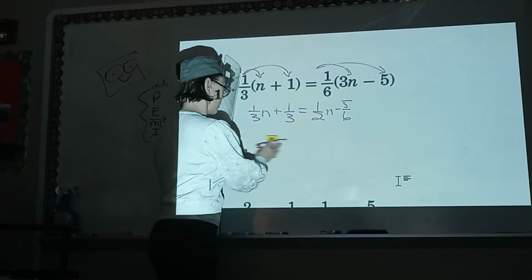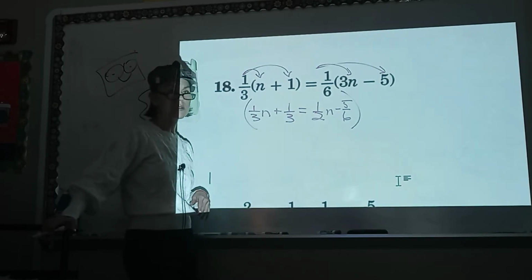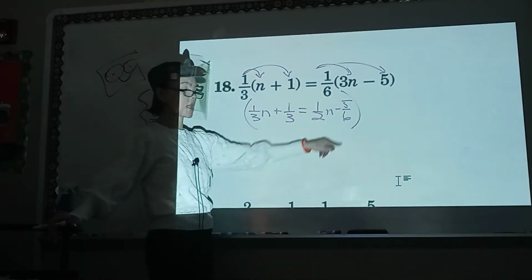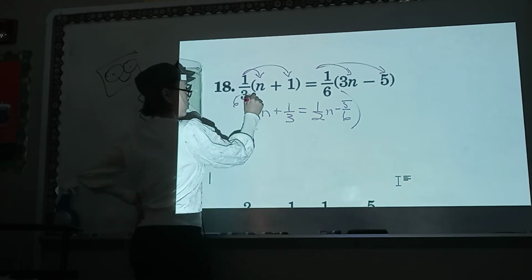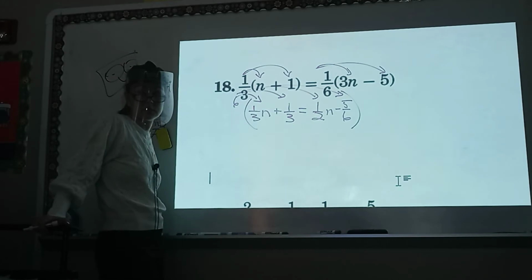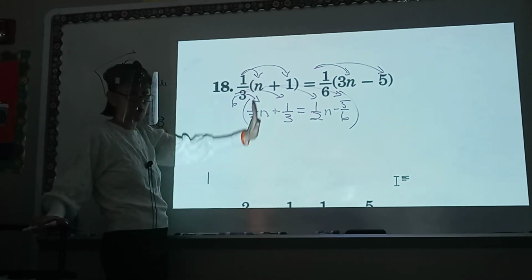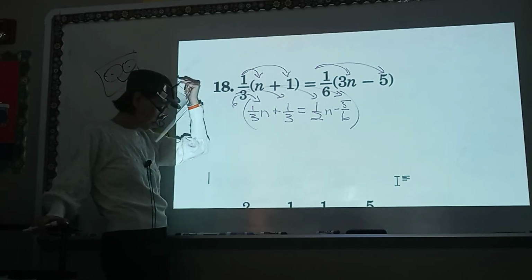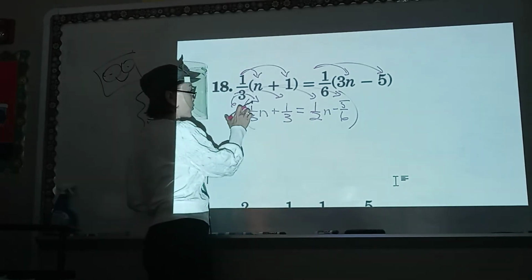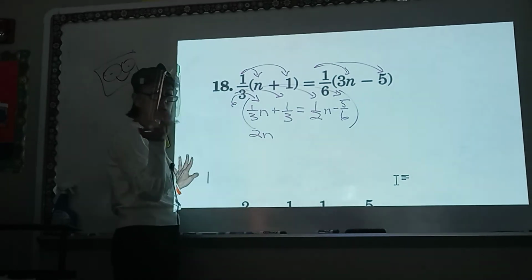Okay? So, once again, got to get rid of the fractions. How do we do that? Lowest common multiple. What's the lowest common multiple? 6, right? Now, how do we do it? We multiply the numerator and divide the denominator, right? You guys have had plenty of practice. 6 times 1 is what? 6. 6 divided by 3 is what? 2n. Did we get rid of the fraction? Yes, we did.